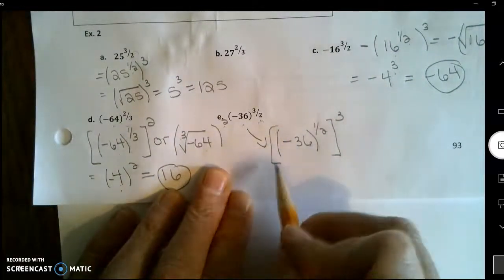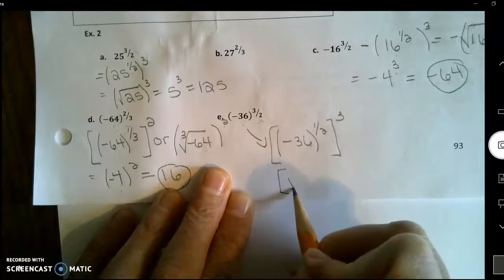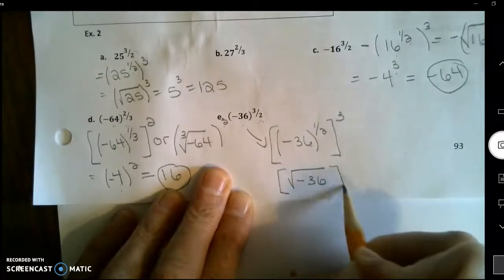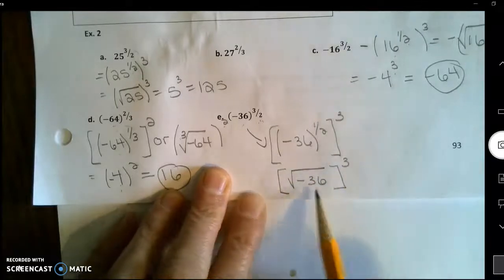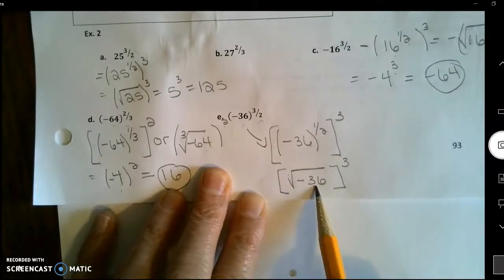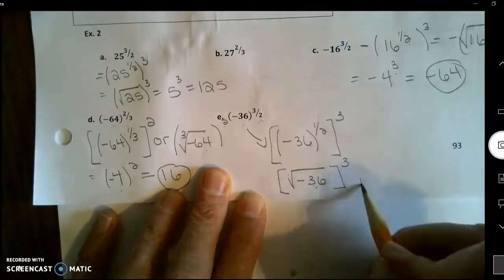I'm going to write this as a radical. So it's the square root of negative 36. Okay, right there, this is not real. Whenever we have an index that's even, and this is negative, then we know that this is not real, so the answer would be not real for that one.